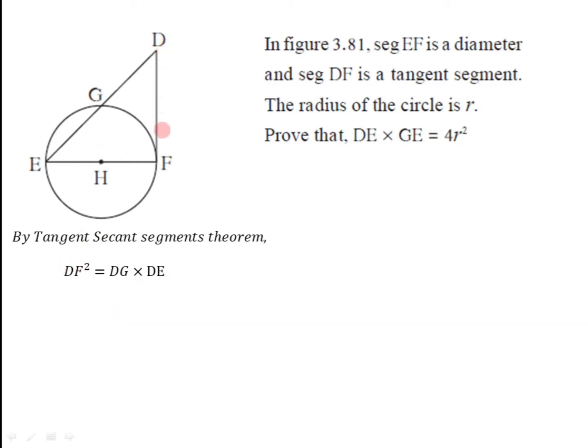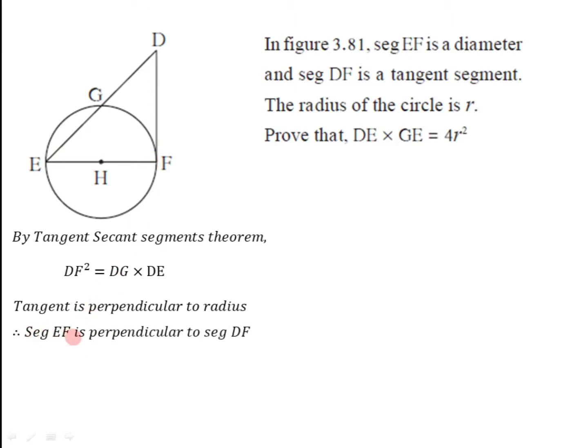This is the relation we get by using the tangent secant segment theorem. Now we know that a tangent is perpendicular to the radius. So DF is a tangent and EF is a diameter. That's why this diameter EF must be perpendicular to DF, which is a tangent. So segment EF is perpendicular to segment DF, and the angle between these two is 90 degrees. This angle EFD is equal to 90 degrees. Now it is given that the radius of the circle is r. We know the relation between diameter and radius of a circle: the diameter is always double the radius. That's why the diameter EF must be 2r.